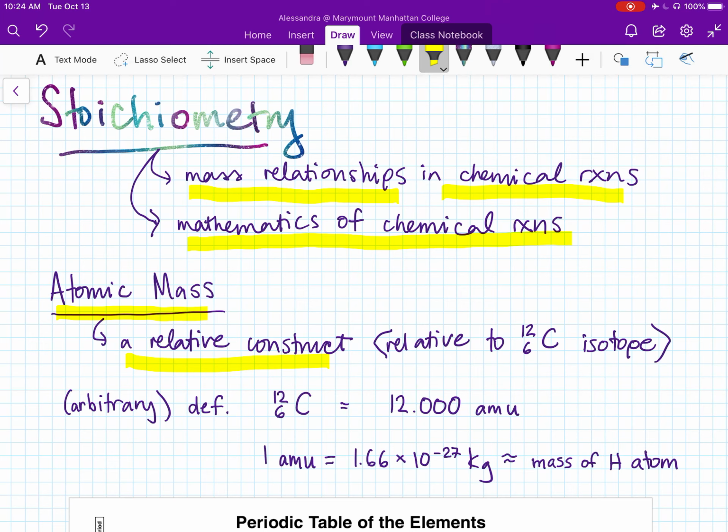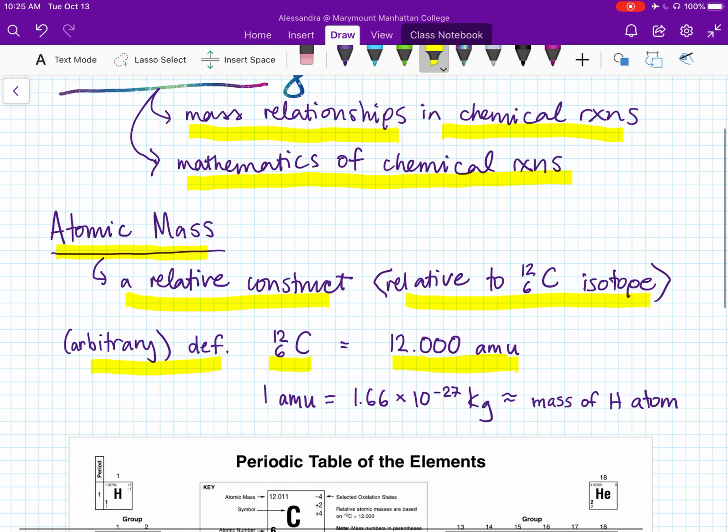Atomic mass is a relative construct. And when I say relative, all of the atomic masses on the periodic table are relative to the atomic mass of the carbon 12 isotope. Now, the carbon 12 isotope was arbitrarily defined as having exactly 12 AMUs. An AMU is an atomic mass unit. So the arbitrary definition is that the carbon 12 isotope weighs 12 atomic mass units.